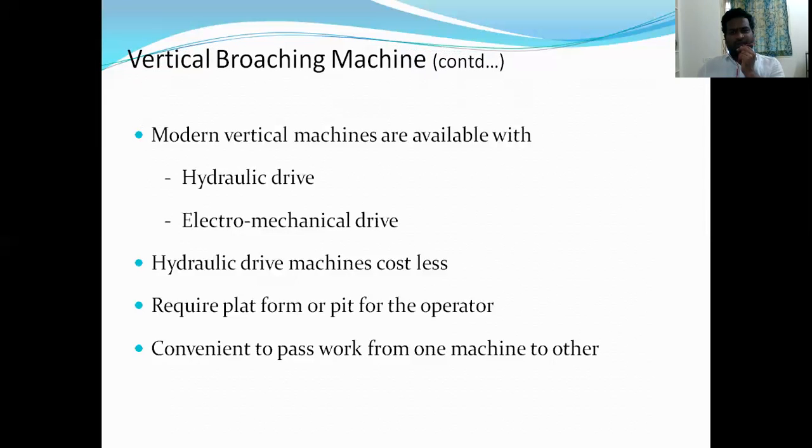If we have this, it is convenient to pass work from one machine to another, right? If this platform is available, we can easily pass work from one machine to another. So these are the things in the vertical broaching machine. It may be available with hydraulic drive or electromechanical drive, and employed in multiple operations. If work is passed from one machine to the other, we can do multiple operations also.